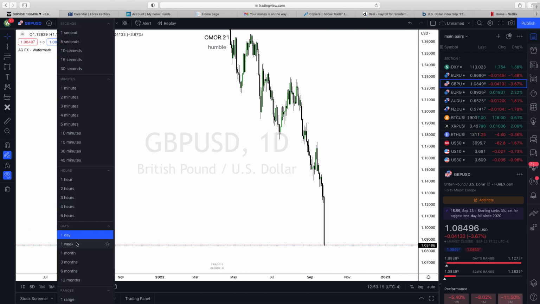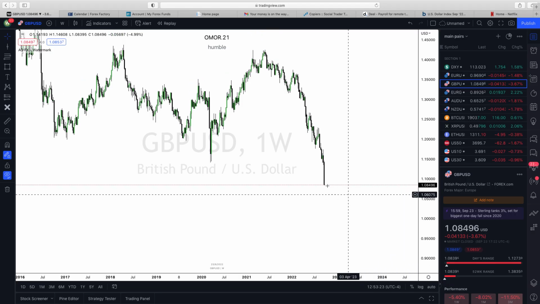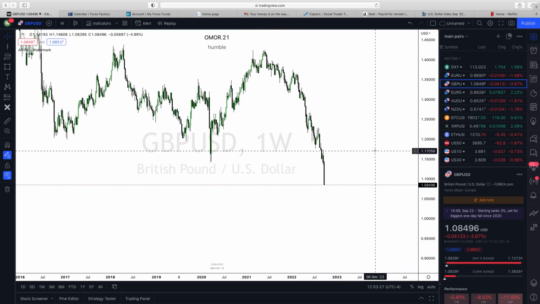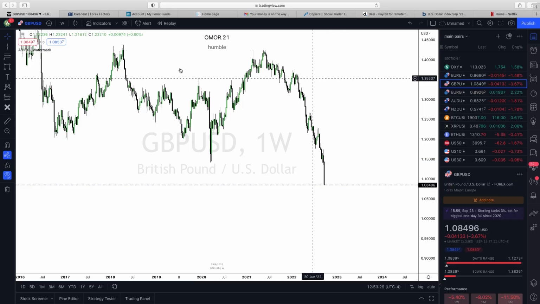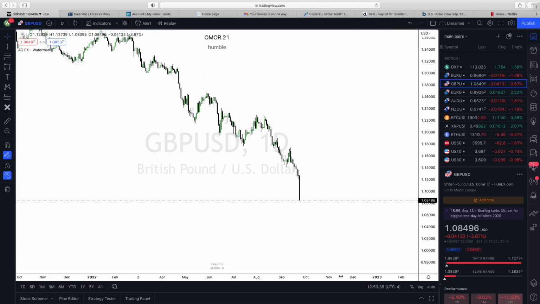Let's go on the weekly. So we knew that this was a sell side liquidity pool, but we're going to punch down lower than that. And how do we know we're going to punch down lower than that? Because the DXY was last week, we're expecting it to run its high, right? Now let's look at this price action.